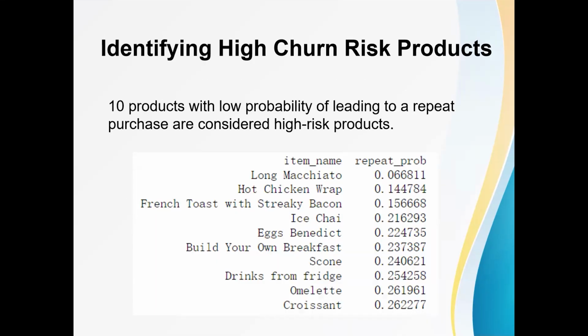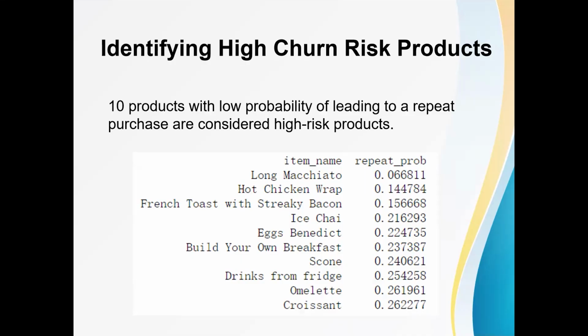And based on the calculations, I identified 10 products with a very low probability of retaining customers. These products consistently underperformed in driving customer loyalty, making them a focus for improvement. And to ensure the statistical reliability of the results, I excluded products with total sales below 30 units, as their low volume makes it difficult to draw meaningful conclusions.